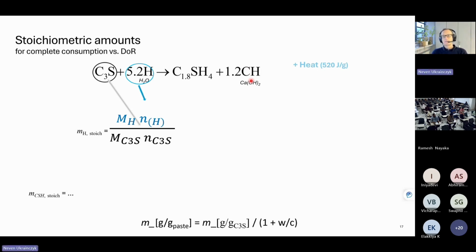Because the atoms are reacting. The mass is not what defines the reaction products; all the reactions are defined by atoms. So you need to know how many atoms of calcium react with how many atoms of silica. And this is defined by molar mass. The molar mass tells you how many moles, which basically means how many particles, how many atoms, you have in 1 gram.